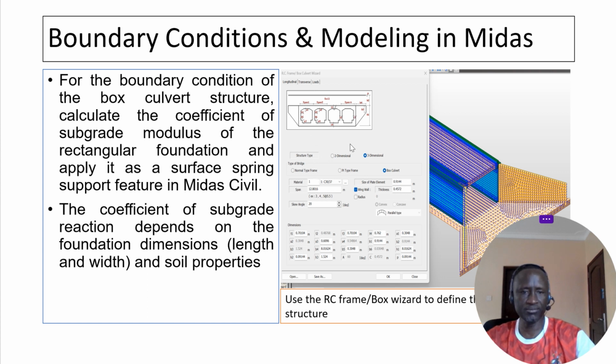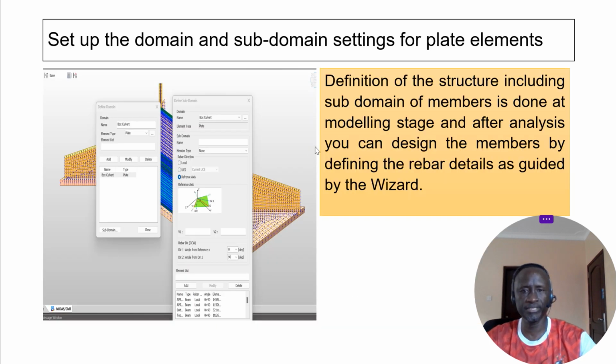when you are going to handle this, the start point is frame and box, reinforced frame and box culvert. So when you enter there, you are going to find areas where you do box culvert and how many spans, and then from there it gives you all that option, and you are able to start the whole thing.